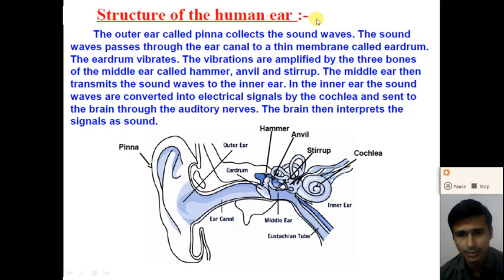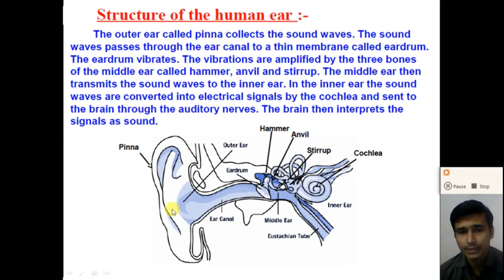So here the structure of the human ear is shown in this figure. The outer part of the human ear, called the pinna, collects the sound wave, right? The sound wave collected by the pinna passes through the ear canal and reaches the eardrum. As the sound wave reaches the eardrum, it vibrates, right? And the vibration of the eardrum is amplified with the help of three thin bones called the hammer, anvil and stirrup, right?